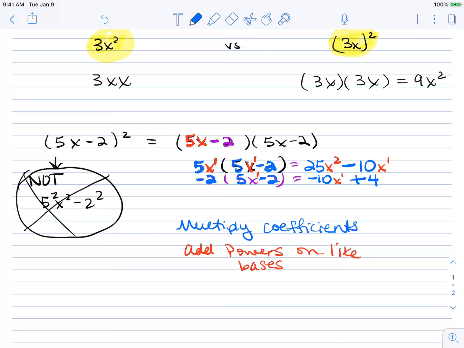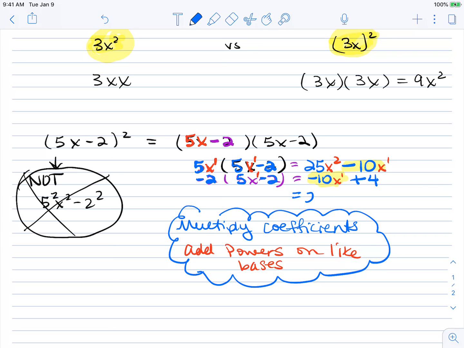Now, I've almost done. What I need to do now is combine my like terms, and my like terms are these two right here. This guy and this guy are like terms, and they're like terms because the power on the x is the same. If the power on the x isn't the same, then you can't combine them. So this is going to be 25x squared, that's the first one. Negative 10 and negative 10 is negative 20 x's, and 4. And that's my answer, which is not what I would have gotten over here if I'd tried to do this other thing that's not a thing.